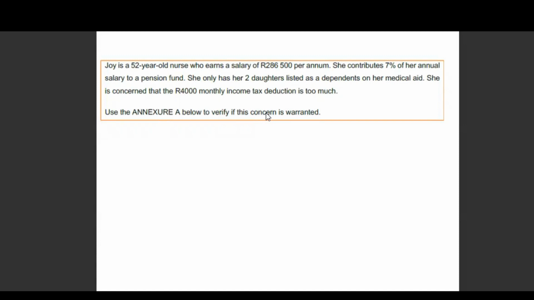Joy, she earns per annum. So simply, this is the money the person earns in a year. You understand? And she contributes 7% of the annual salary to pension. So part of this money, 7%, goes to pension. On top of that, she only has 2 daughters listed as dependents on her medical aid.